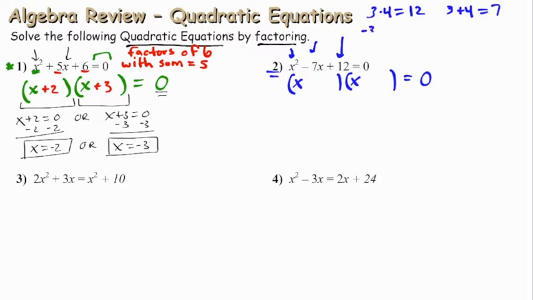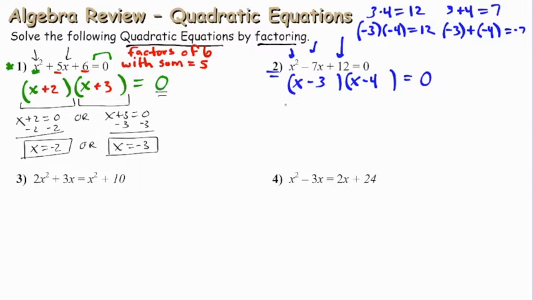So what if we did negative 3 times negative 4? Well, that is equal to 12, and negative 3 plus negative 4 is equal to negative 7. So we found our two numbers, and we've completed our factors. Now again, you can use distributive property to multiply these together to see if they give you back x squared minus 7x plus 12, and that's a way you can check your work.